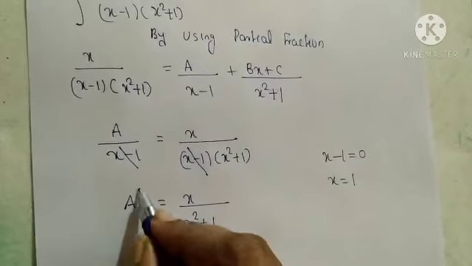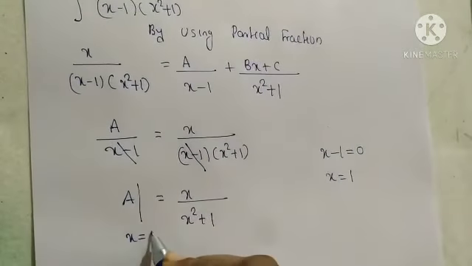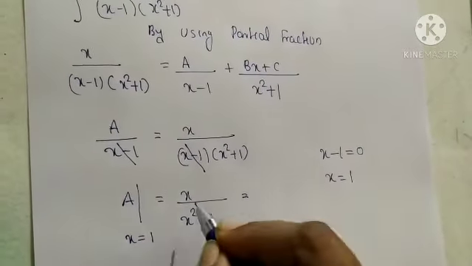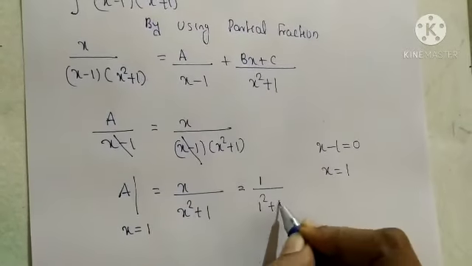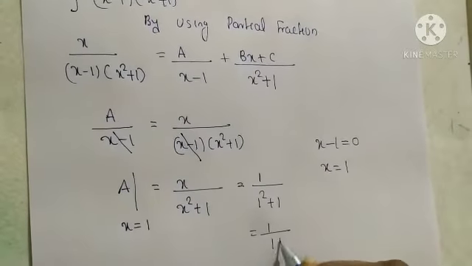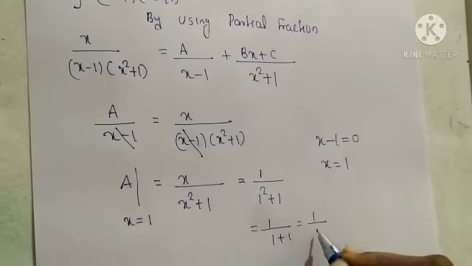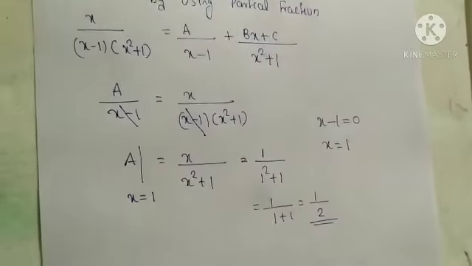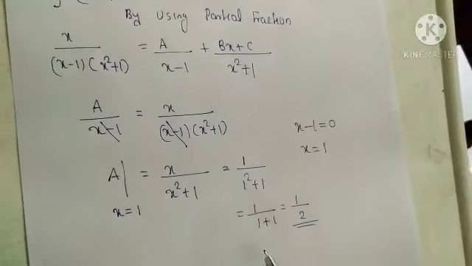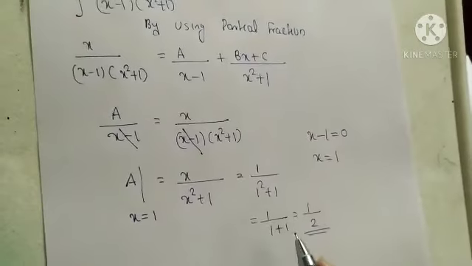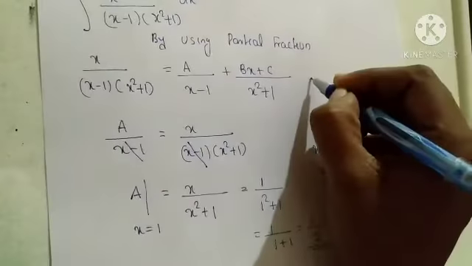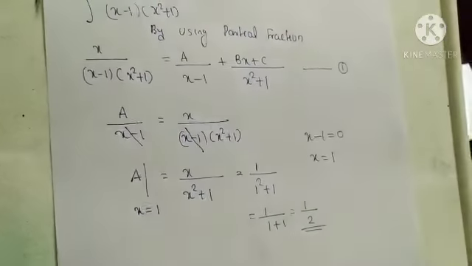So substituting x equal to 1 in a, here we get 1 divided by 1 square plus 1, that is 1 divided by 1 plus 1. Here we get the value of a as 1 by 2. Okay, so in the next step I am going to multiply. Let us name it as equation number 1.